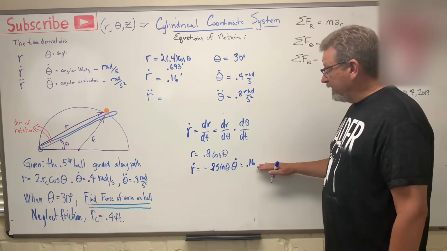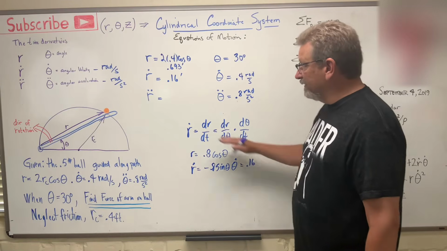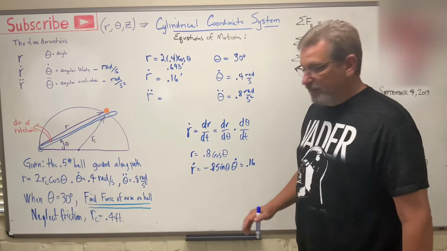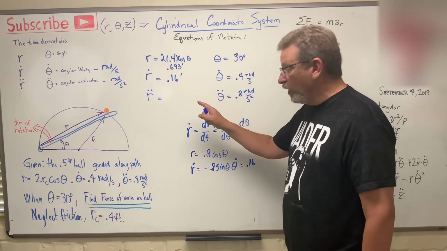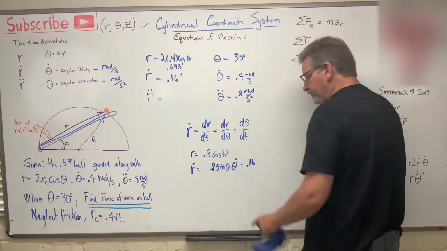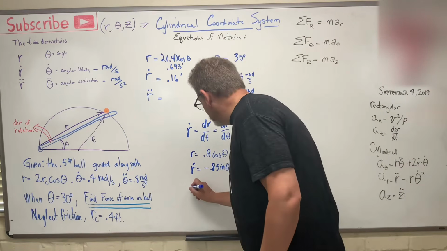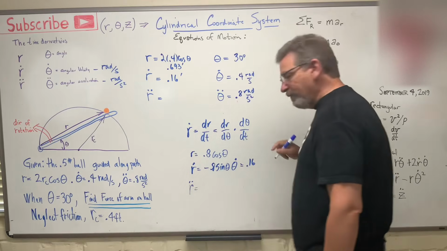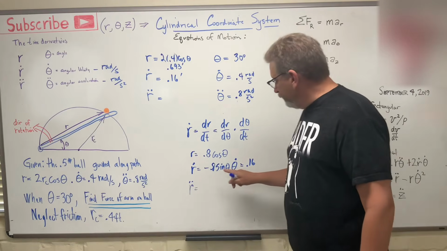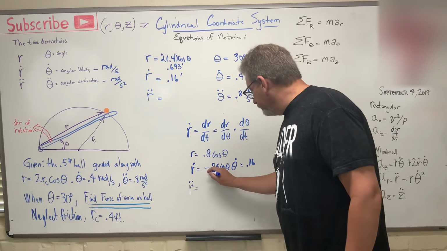Now we have to do one more thing. We have to take this and take the derivative of that one more time. And I think we're going to have to use the product rule to do that. So here we go for the next one. r double dot is equal to, let's just do it right here. You remember the product rule? The product rule says we have 2 things multiplied together.